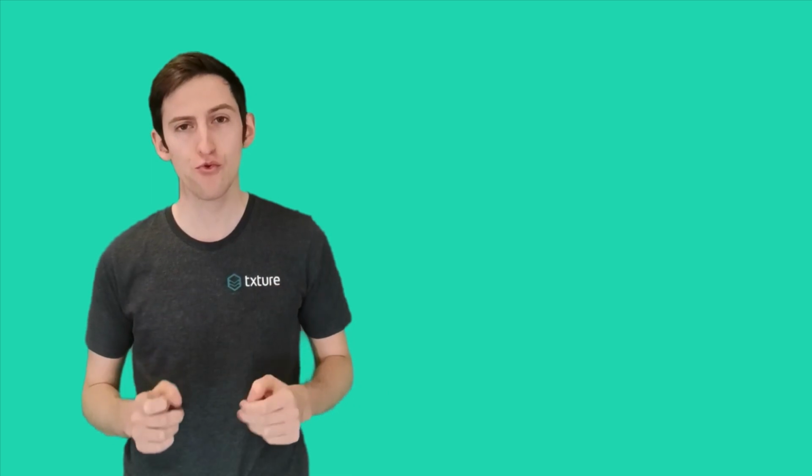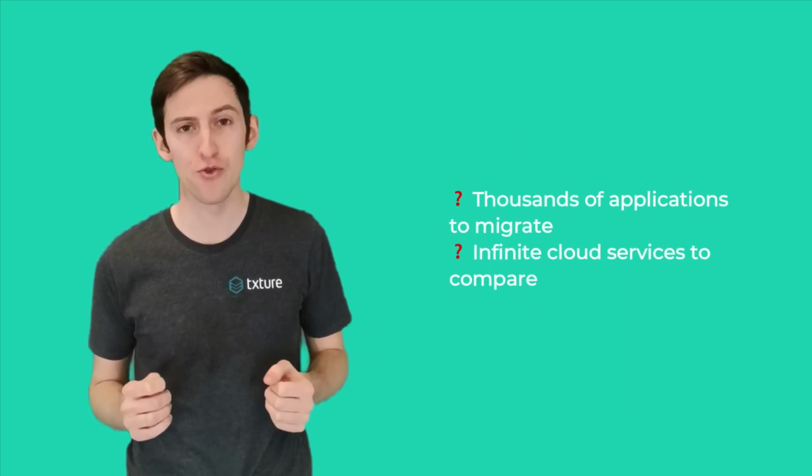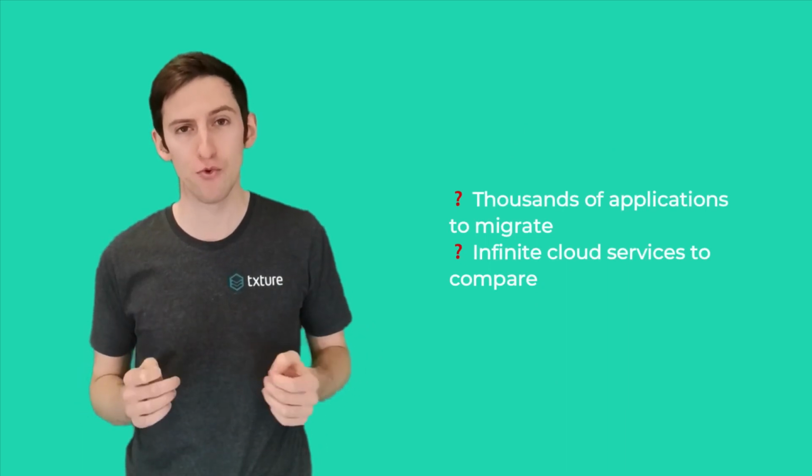But how can you choose the right target architecture for each application? Which information should you collect and which cloud services should you consider? And how can you do this properly when you have to migrate thousands of applications and when there are so many cloud offerings to compare?